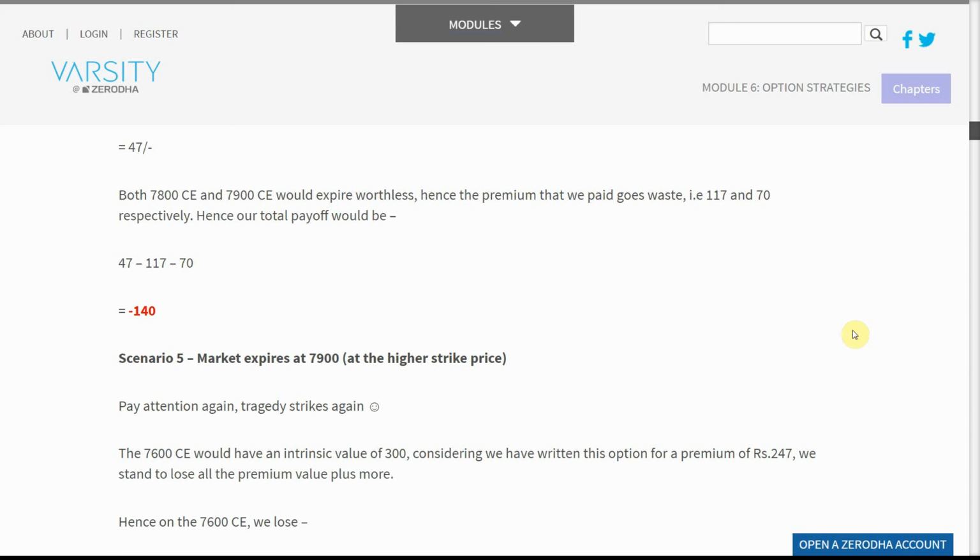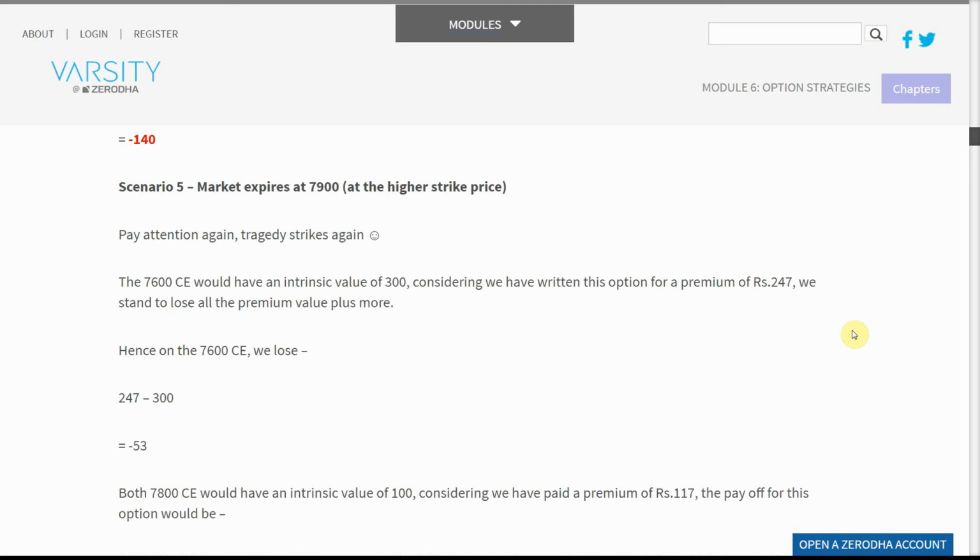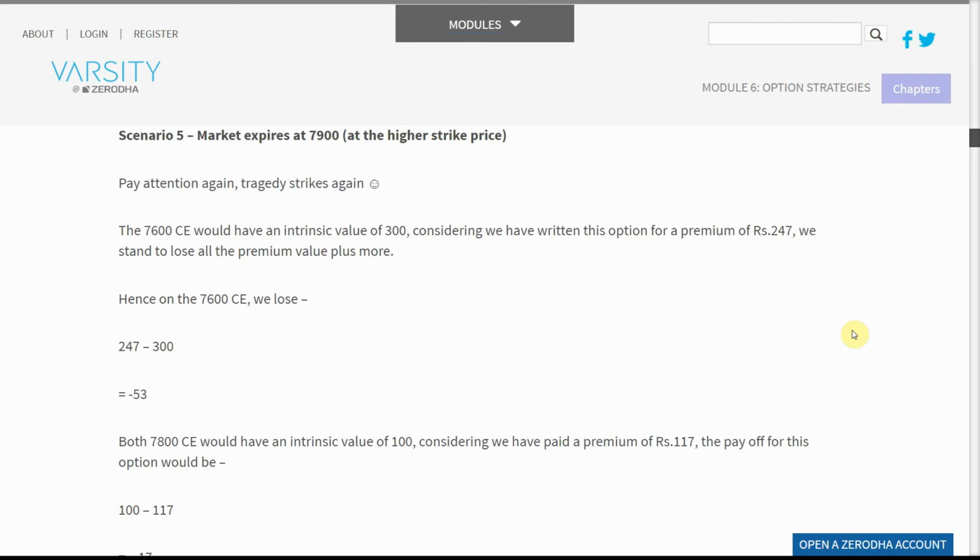Pay attention again. Tragedy strikes again, smiley face. The 7600 CE would have an intrinsic value of 300. Considering we have written this option for a premium of 247 rupees, we stand to lose all the premium value plus more. Hence on the 7600 CE, we lose 247 - 300 = -53.